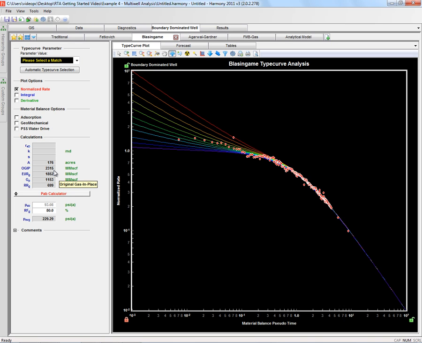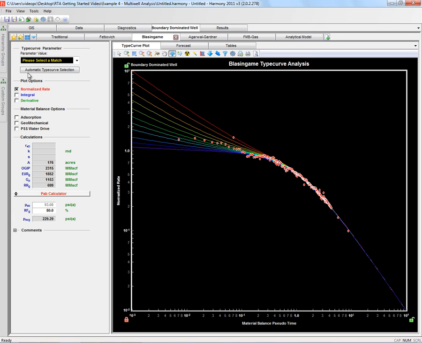So in addition to getting reserves and a forecast, we can also determine the in-place fluids, which can be very valuable if we're trying to determine whether a well is in need of production optimization. For example, if the recovery factor is very low.